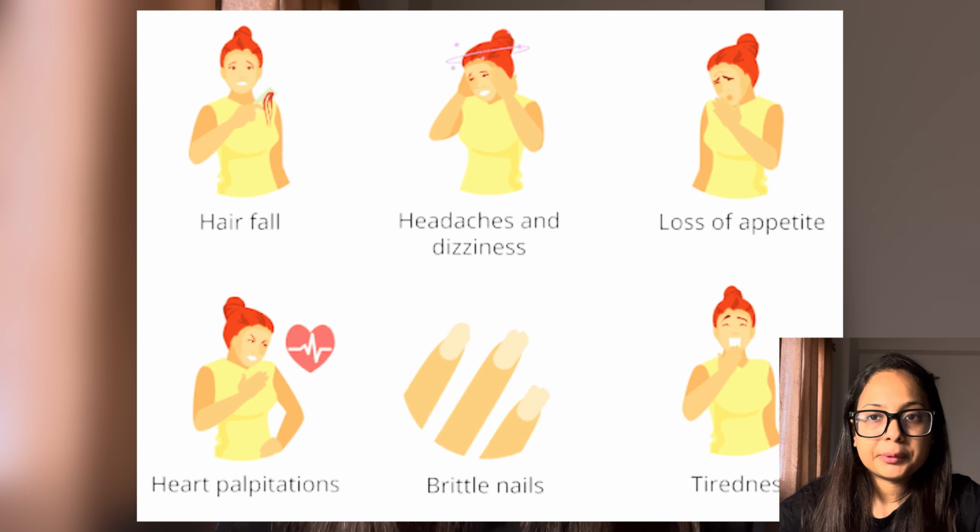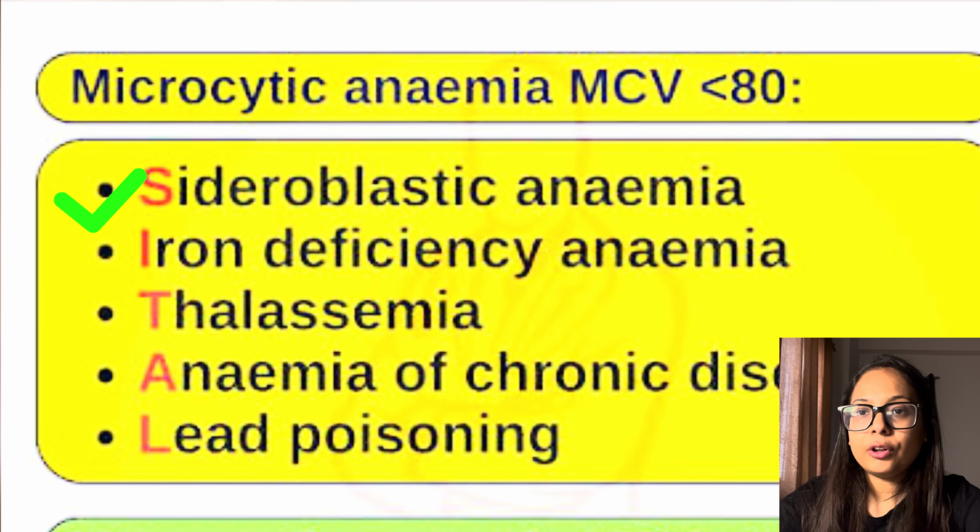Clinically, these patients present with fatigue, pallor, dyspnea on exertion, and in iron deficiency, you may see features of koilonychia, alopecia, etc. A very easy mnemonic to learn the causes of microcytic hypochromic anemia is SITAL. S is for sideroblastic anemia, I is for iron deficiency anemia, T is for thalassemia, A is for anemia of chronic disease, and L is for lead poisoning.